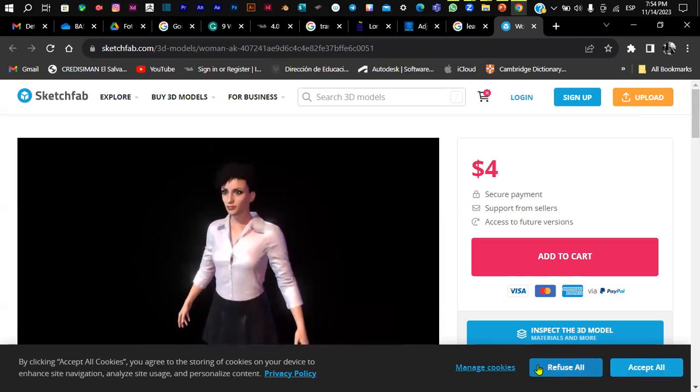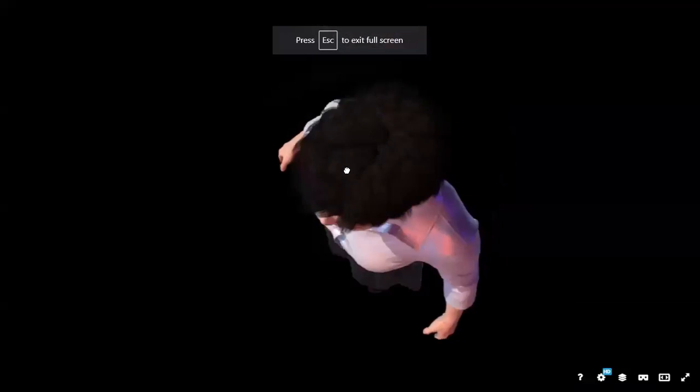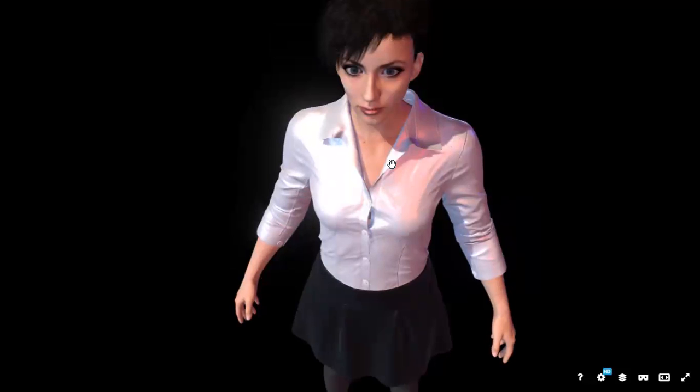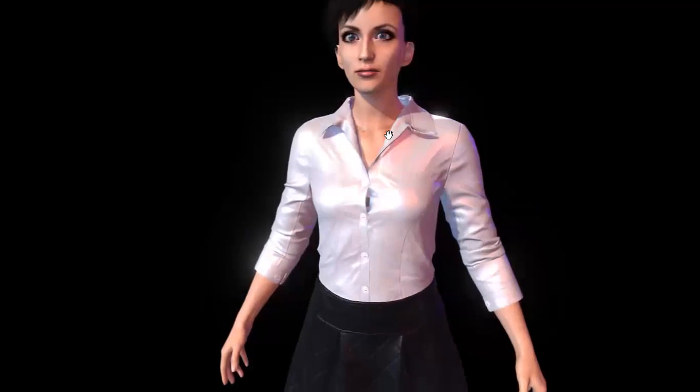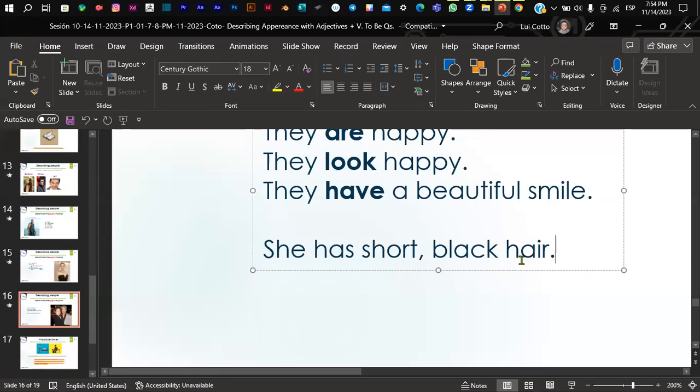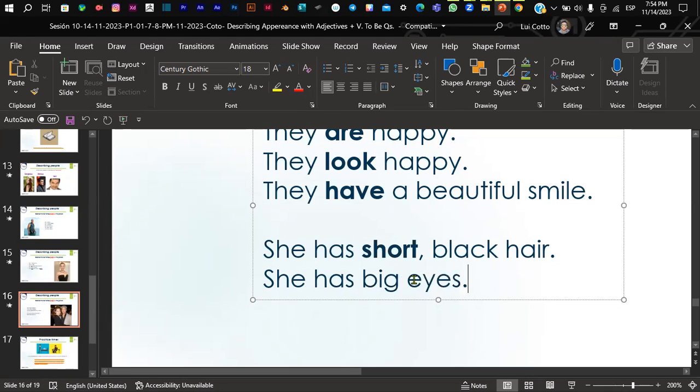What else can you describe about the model? The eyes? She has a big eyes. She has a big eyes. But when it's plural, no a. Okay. No a. Because only eyes for singular. Yes. Son de plural, entonces solo el adjetivo. Correct. Yes. Okay. She has big eyes. Eyes. Okay. Yes, like that.